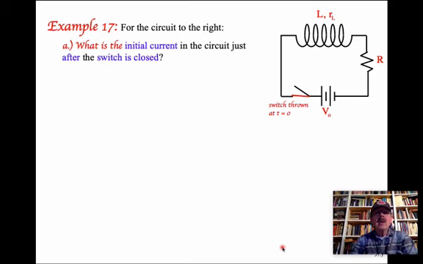Okay, so here's a relatively typical question. For the circuit to the right, notice that the switch is thrown at t equal to 0. What's the initial current in the circuit just after the switch is thrown? Go ahead and pause, think for a second, come up with an answer, and then come back.